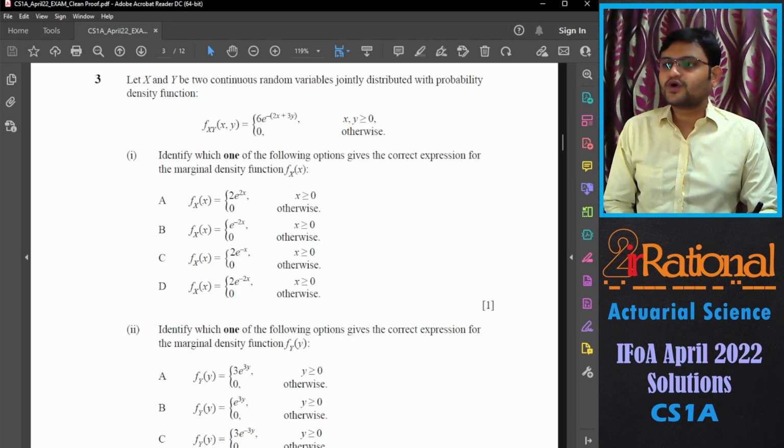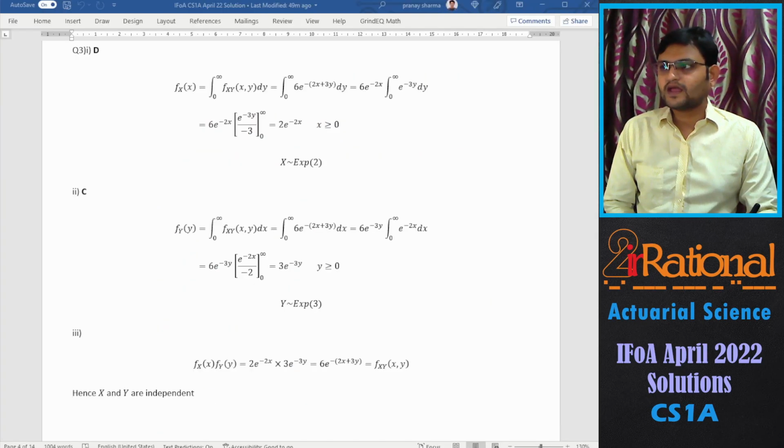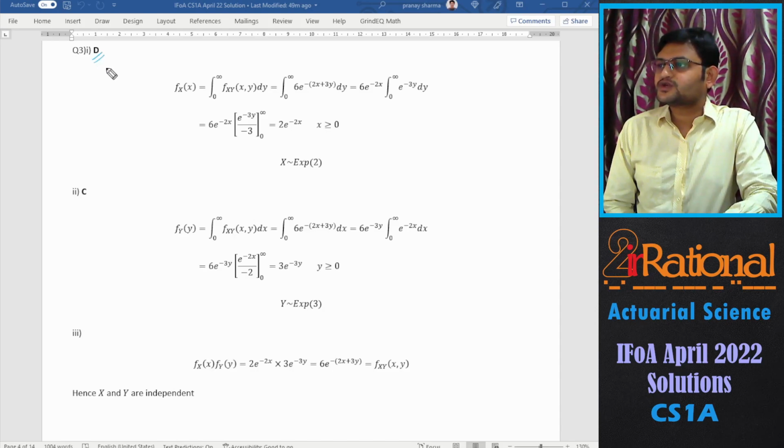Identify which one of the following options gives the correct expression for the marginal density function of x, and for the second part, identify which one of the following options gives the correct expression for the marginal density function of y. As these were MCQ style questions, they are only expecting you to write the answers, but I have shown the expression here as well, how we would calculate it.